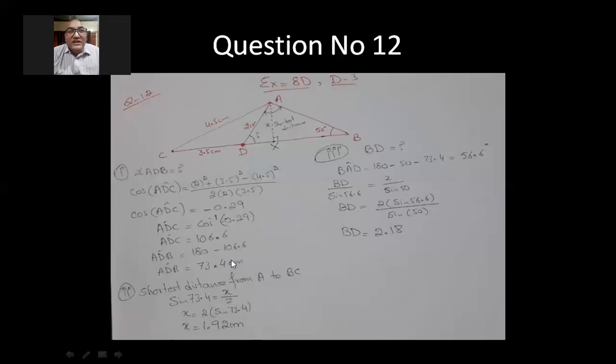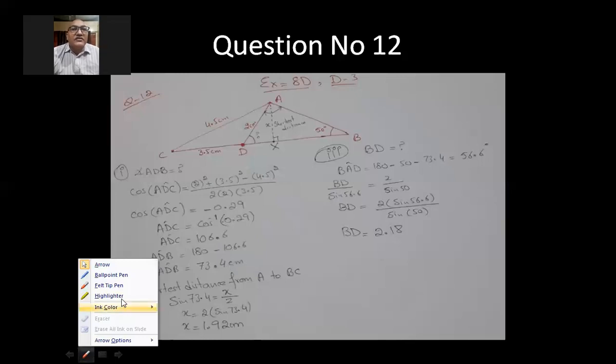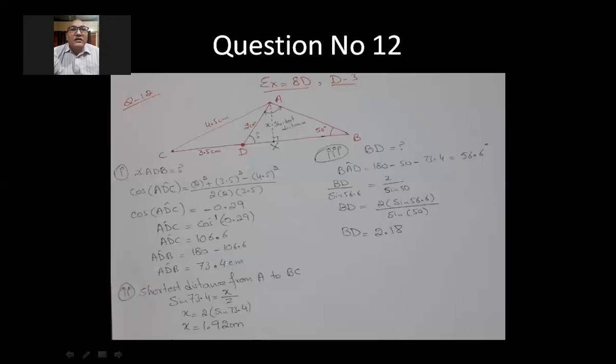By mistake, I wrote here centimeter. This is not the centimeter. Okay, let me just cut it. This is degree. Okay, so now I know this angle. That was the A part.